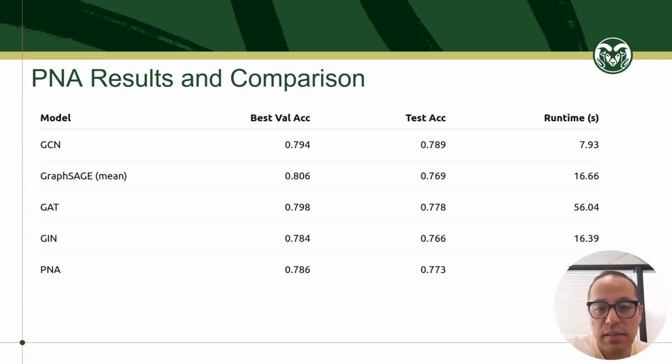This suggests that, at least for the PubMed dataset and this setup, the added complexity of combining multiple aggregators did not translate into better overall performance. It did, however, clearly demonstrate the trade-off between expressiveness and efficiency.